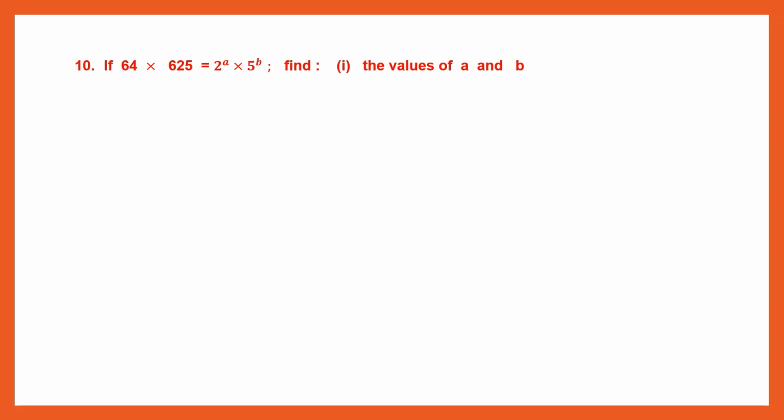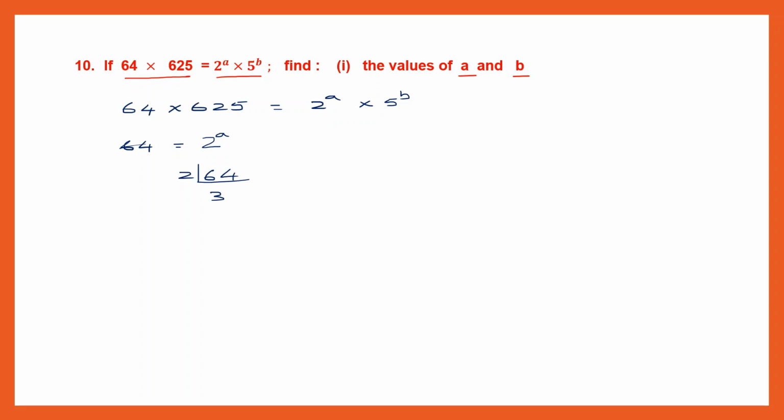Next one, question 10. If 64 into 625 is equal to 2 to the power of a into 5 to the power of b, we have to find the values of a and b. So let's do that. 64 into 625 is equal to 2 to the power of a into 5 to the power of b. That means 64 is equal to 2 to the power of a. That means we have to divide 64 by 2. So let's divide 64 by 2.